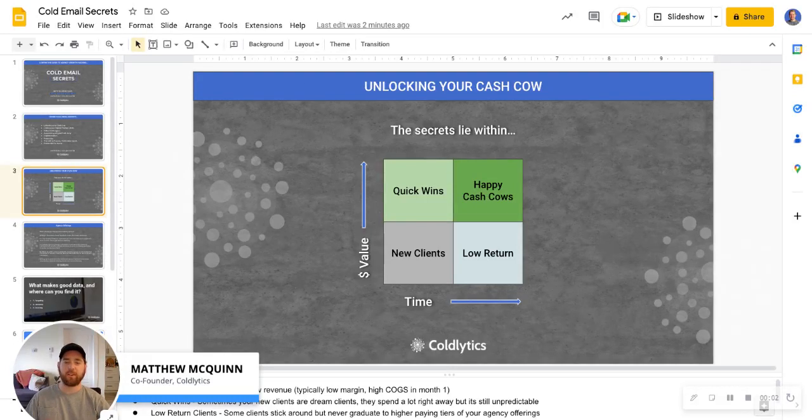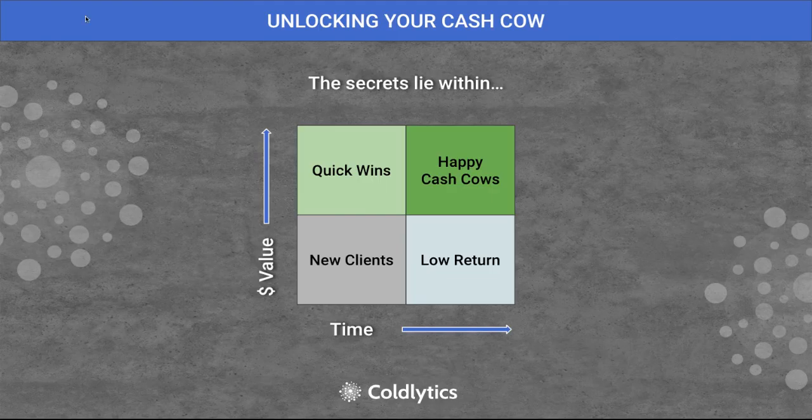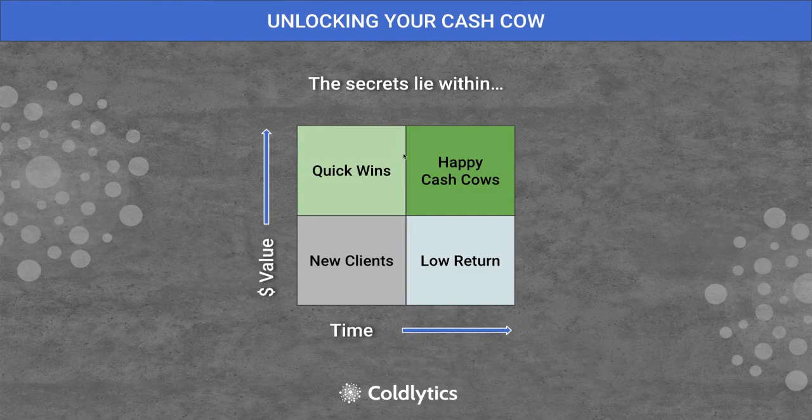I'm going to quickly show you how to identify what I like to call your happy cash cows in your agency. So I'm going to go up and blow up the screen for you guys to see. This is a quadrant that I have made of 4 sections, and it starts based on time and value of those clients. If you have a look in the bottom left corner, we have the least amount of time spent with you as a client and the lowest amount of money spent.